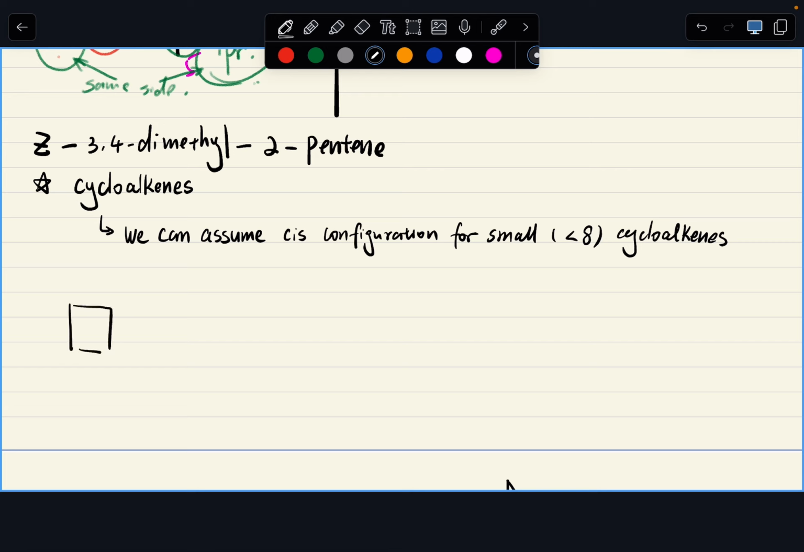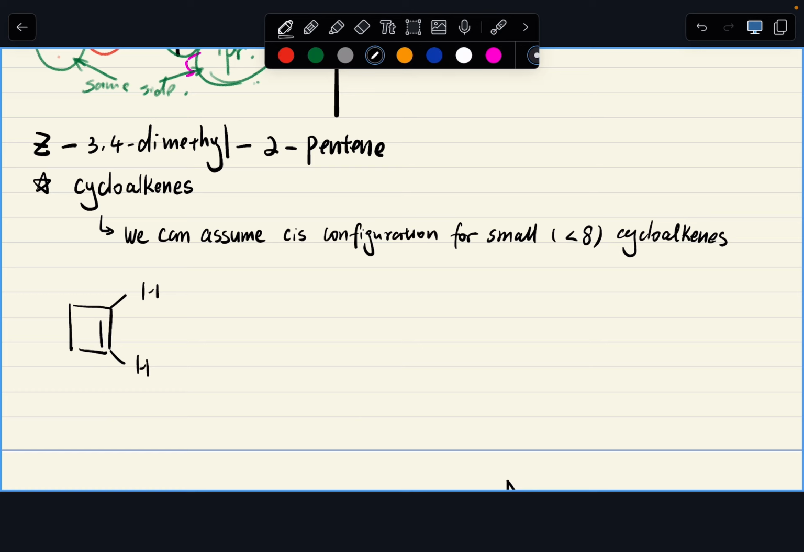Like for example, if you have a cyclobutene, you can always assume this double bond is a cis double bond. Yes. Would that automatically make it Z configuration? Right, but you just don't have to say it. Because for ring structures containing double bonds, unless the ring is really, really big with 8 or more atoms, we can always assume it is a cis double bond.